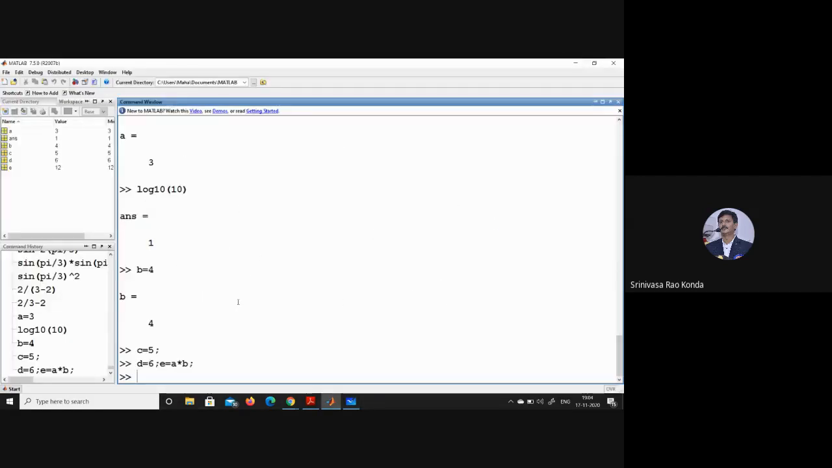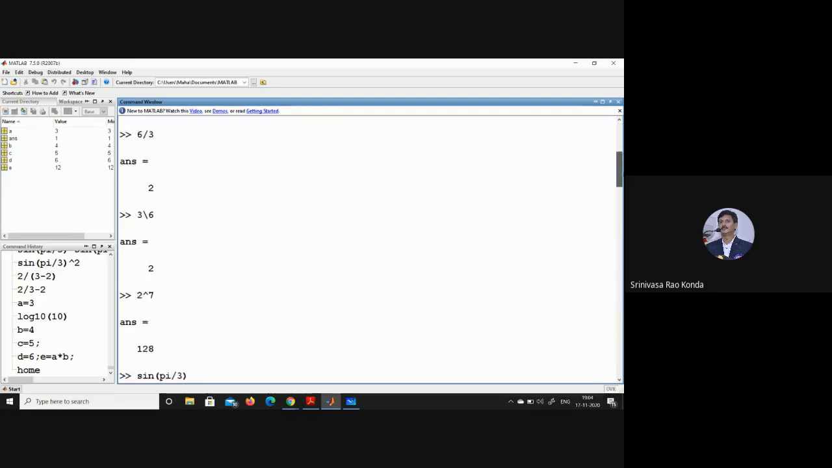Now I am using an interesting command. You see this one, home. What will happen? The cursor will go to the left hand side corner. But we can see the previous commands by scrolling the scroll bar. So I am giving the home command now. That will go to the left hand side corner.